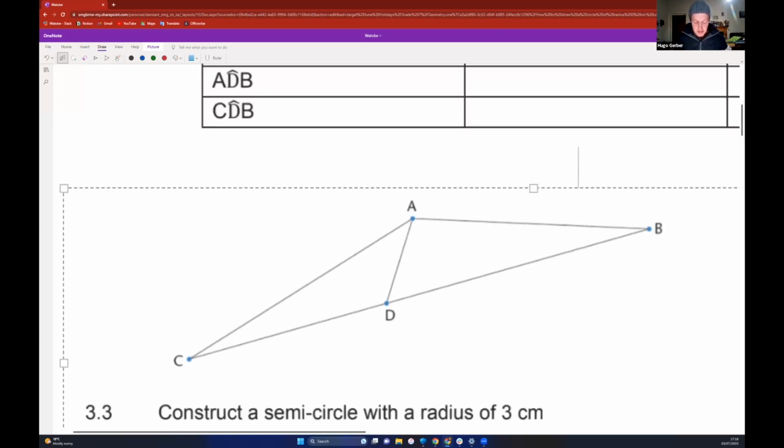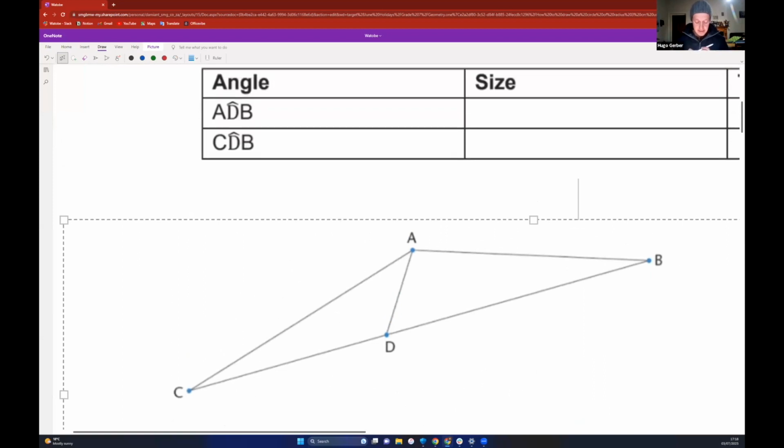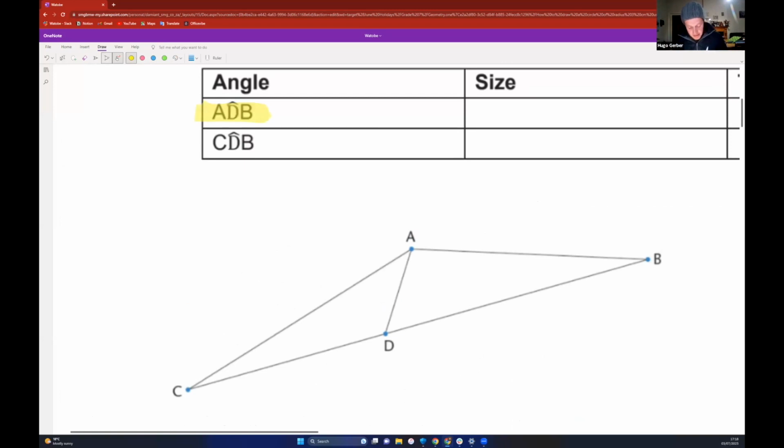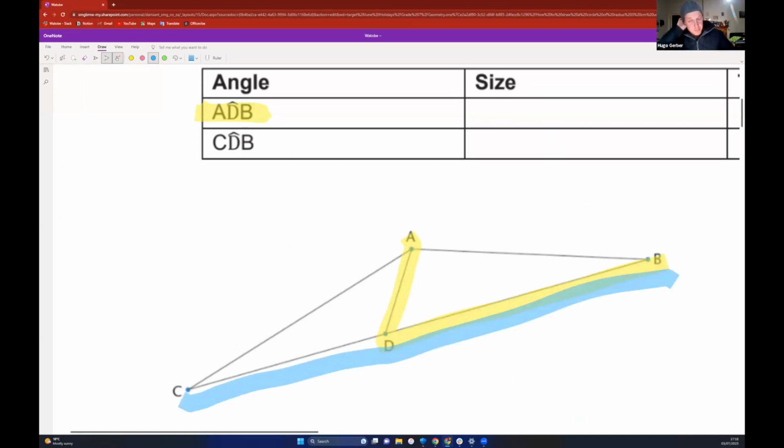The angles that I want are A, B, D. And the other angle I want is, okay, so let's look. Yellow is A, D, B. That's my one angle. And then my other angle is going to be C, D, B. Okay, so let's all give this a try ourselves.